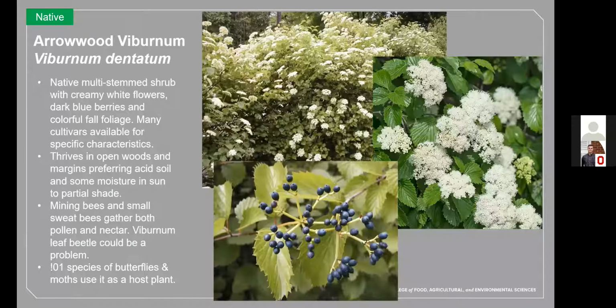Arrowwood viburnum has several characteristics like multiflora rose without the annoying thorns and invasive behavior. They prefer open woods, margins, stream beds, and acid soil in sun to part shade. Flowering occurs in May to June, and fruiting begins in August to November. The dense foliage, white flower clusters, and dark blue berries make it an attractive landscape plant.